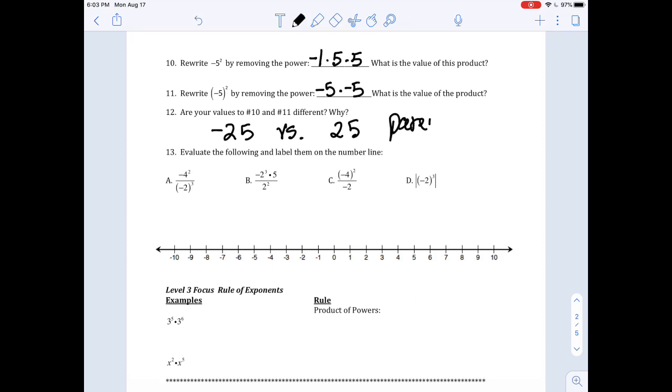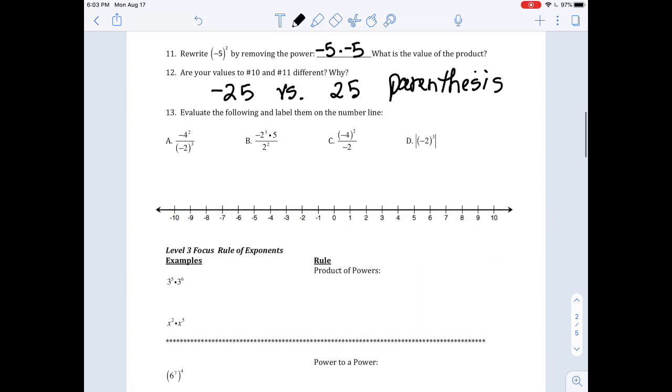So again, it is really important that you pay attention to where the parentheses are and what base is included inside the parentheses. Number 13, evaluate the following and label them on the number line. So for each of those, I want you to take a moment and calculate what those are using your calculator. So in A, that would be -1 times 4 times 4 over -2 times -2.